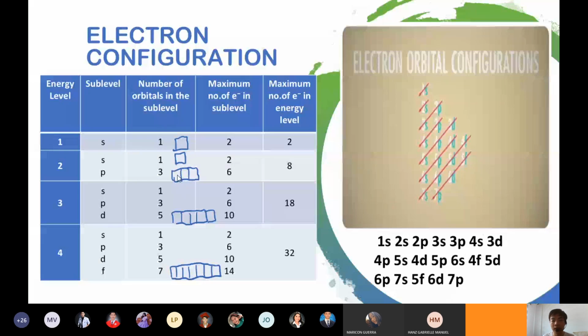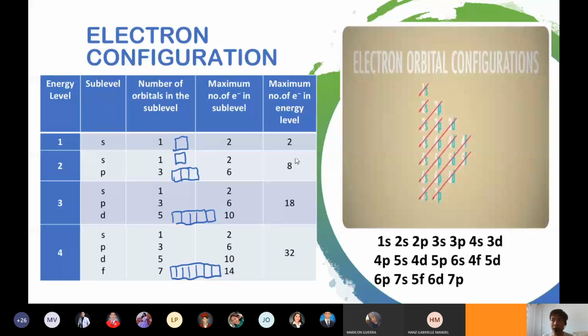No? Okay, so yan. So 2, 4, 6. So the p orbital can contain 6 electrons only. But in total, for the energy level 2, it can hold 8 electrons, 2 of which is from the s orbital and 6 of which is from the p orbital. Okay? So, yun. So first energy level, dalawa lang kaya niya. For the second energy level, 8 na.